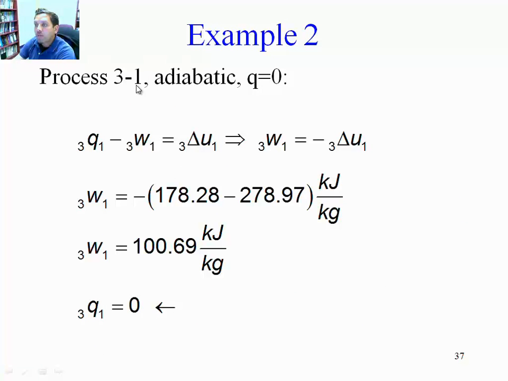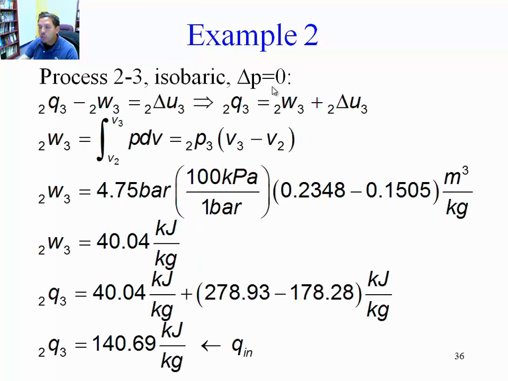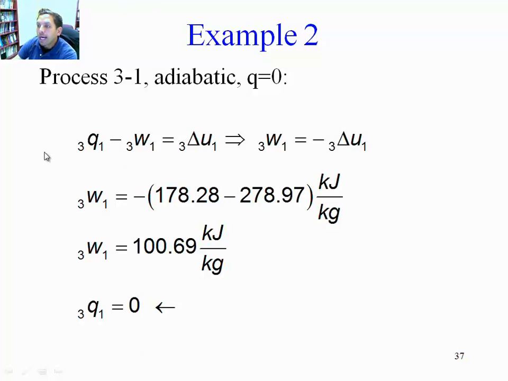Let's solve the process now from 3 to 1. That's a process that's adiabatic. Q is equal to 0. So now there's no question about whether there's another component of Q in or Q out. Q out is minus 111. Q in is plus 140. There's no more Q's. Q is equal to 0, and therefore work from 3 to 1 is equal to delta U from 3 to 1. Delta U from 3 to 1 is U1 minus U3. U1 is 178.28. U3 is 278.97. This is a positive value because minus times minus is positive: 100.69 kilojoules per kilogram.